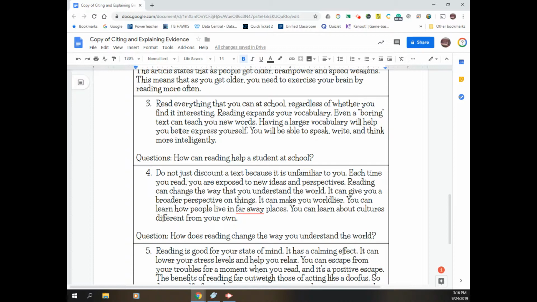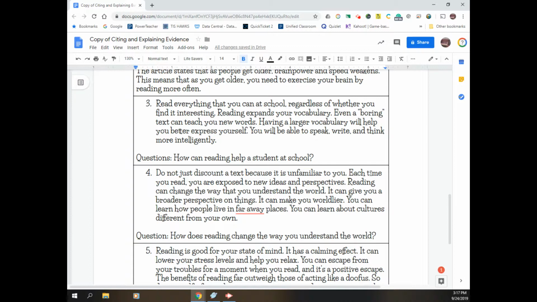Number 3, read everything that you can at school, regardless of whether you find it interesting. Reading expands your vocabulary. Even a boring text can teach you new words. Having a larger vocabulary will help you better express yourself. You will be able to speak, write, and think more intelligently. Your question is, how can reading help a student at school? Remember, you're going to use a sentence starter, the article says or the article states. You're going to highlight your evidence.